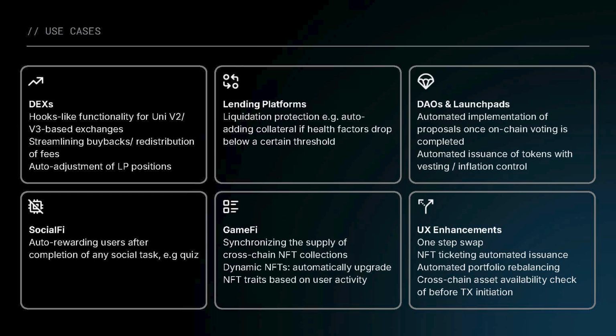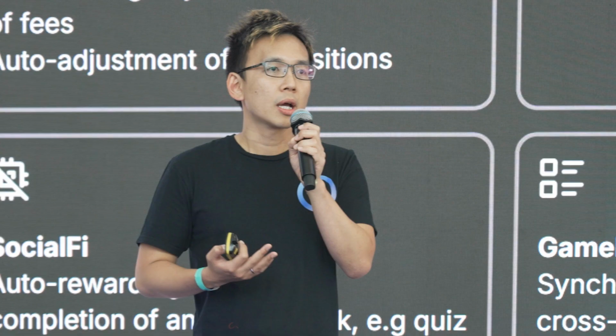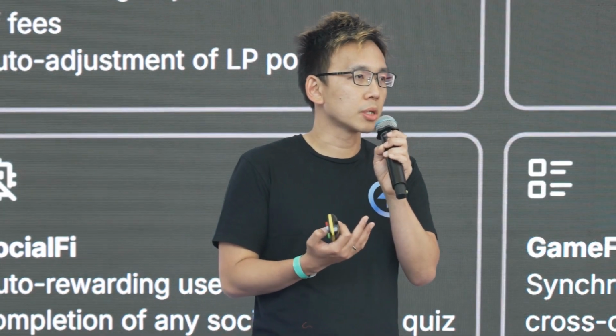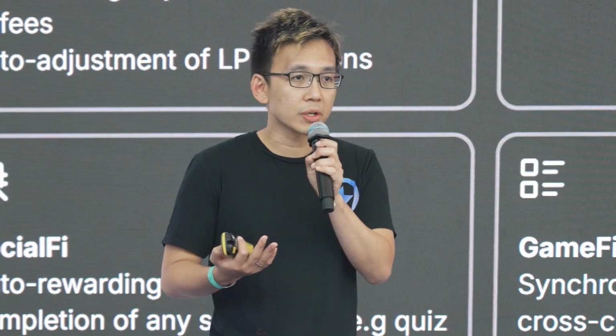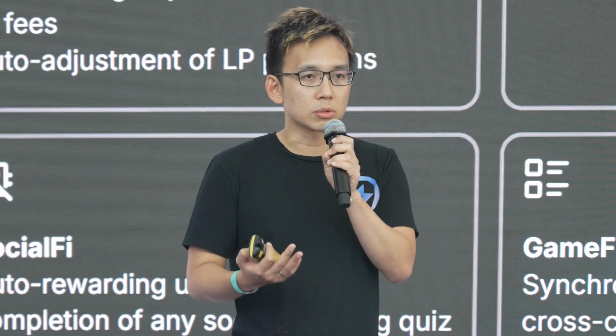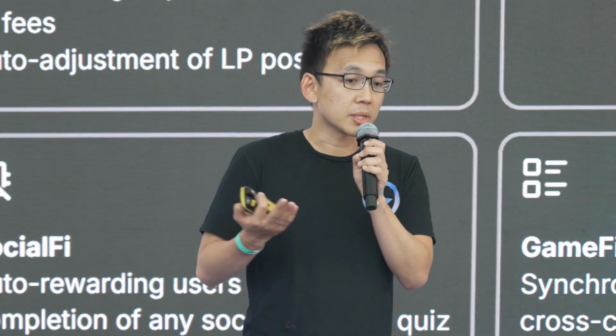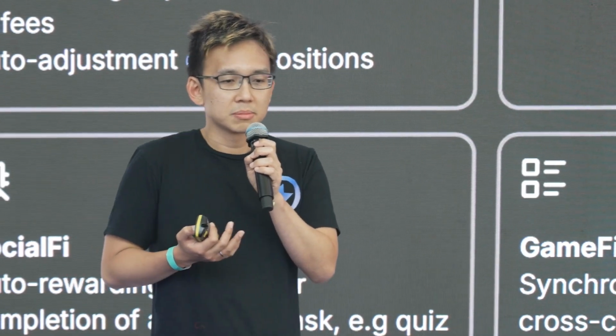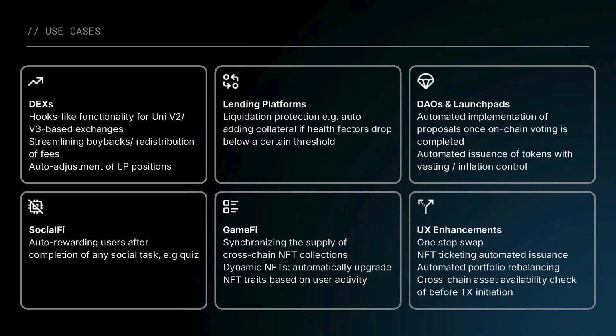We're talking to lending platforms about liquidation protections, maybe auto-adding collateral. The whole point is to make sure that you don't fall below a certain threshold and you do not get liquidated. They want to automate a lot of this behind the scenes. And the whole point is to make sure that it is easier for users to interact with us. It's easier for different institutions even to use the lending protocols, dApps and launchpads as well. Automated implementation of proposals once on-chain voting is completed, etc.